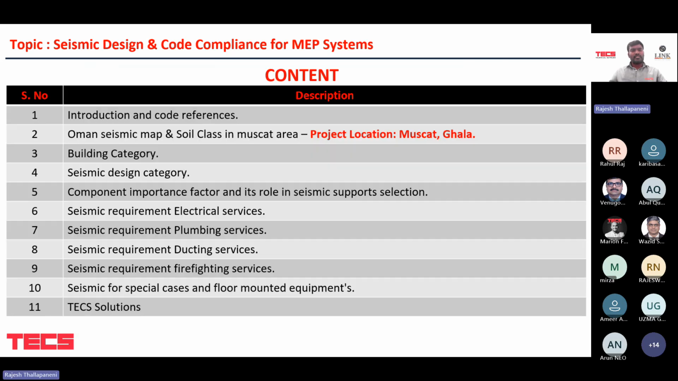So moving forward, here is the content for today's presentation. Introduction and code references, Oman seismic map and soil class in the Muscat area. To be more interactive and more practical, we will be taking a project location. Assume that there is a project located in Muscat, Gala area. I don't want to name the project, so just assume that there is a project located in Gala.